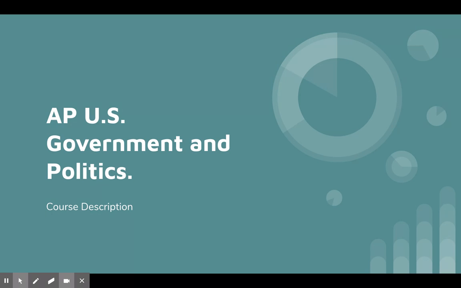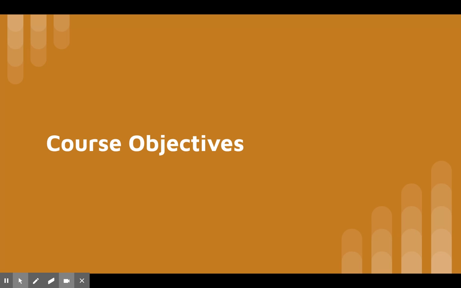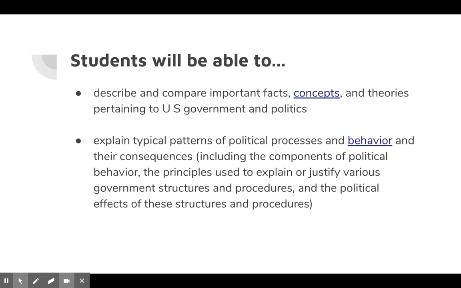So we've got, like I said, AP US Government and Politics, with a couple of objectives for this course. Describe and compare important facts, concepts, and theories pertaining to US government and politics. We will do everything from constitutional law to dissecting polling to looking at theories such as democratic peace theory, and things like that are very pertinent to political thinking today. We will also look at the patterns of the political processes, such as voting, implementation of Supreme Court decisions, implementation of executive orders, and the like. So that's really what the students are going to be able to do when they're done with this class.